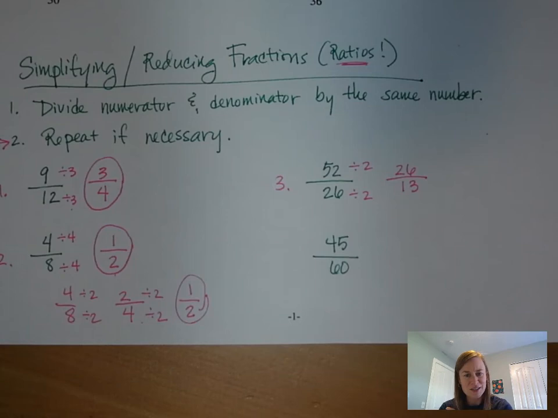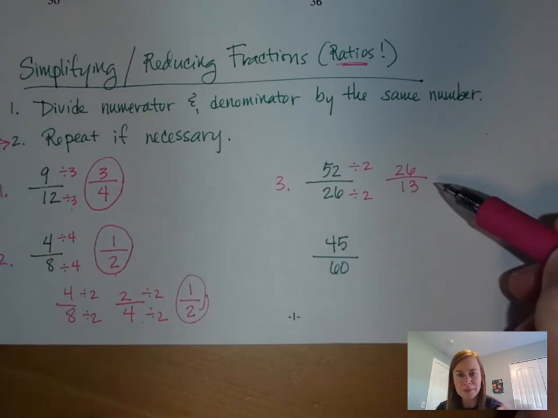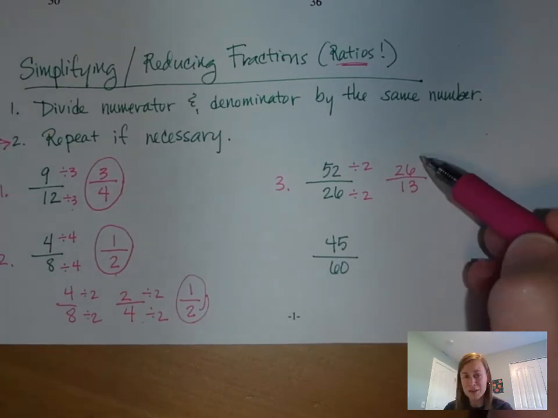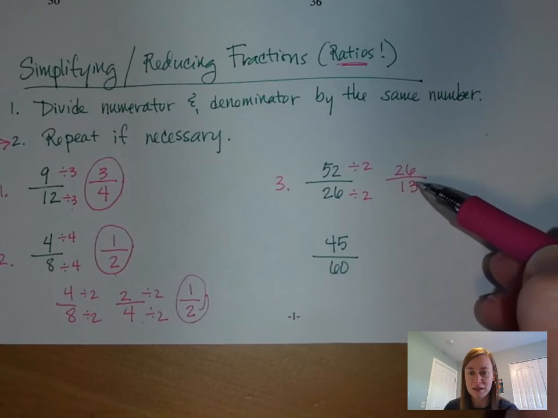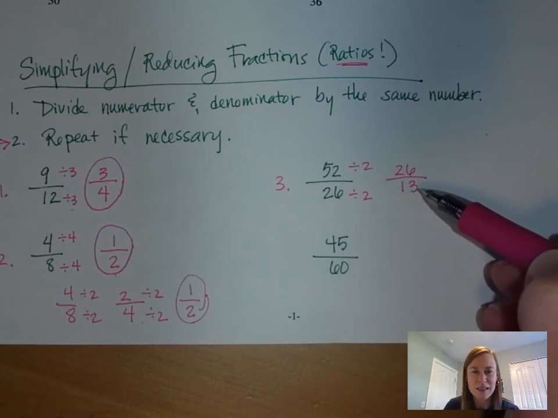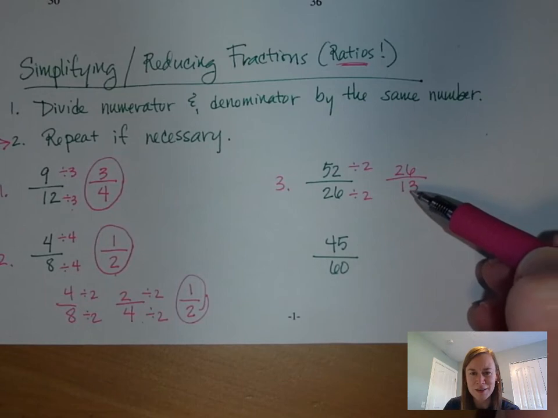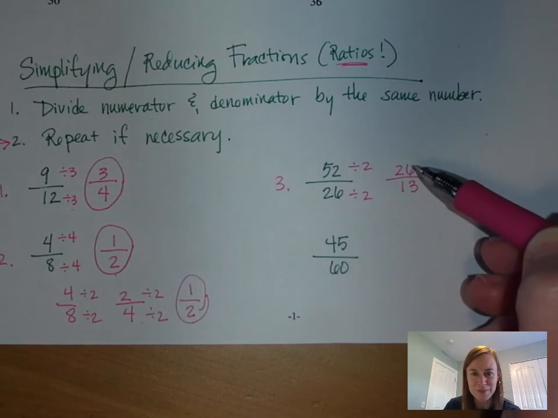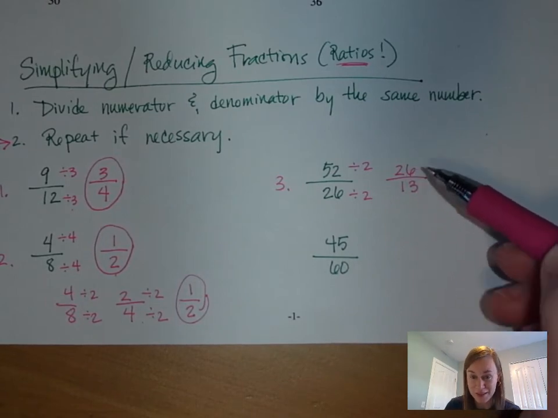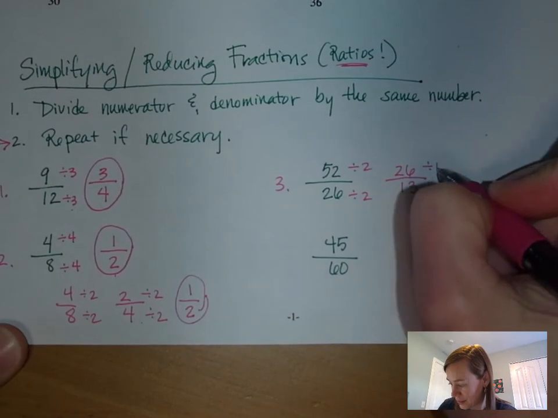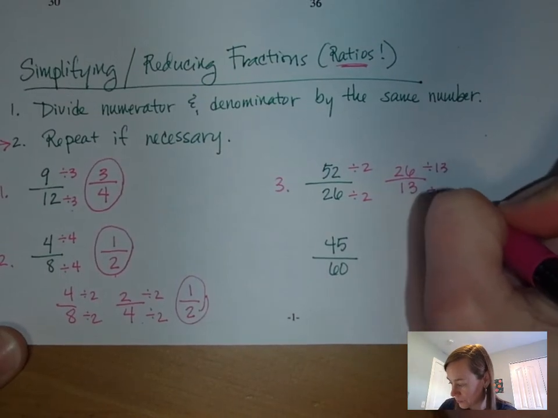Okay, so now let's look at this again. Can it be simplified anymore? Well, we can't divide it by 2 again because 13 is not divisible by 2. But do you notice, do any of you know what 13 times 2 is? 13 times 2 is actually 26. So we can divide both of these by 13. So let's divide by 13.